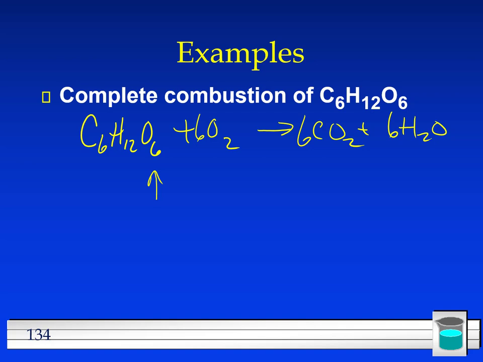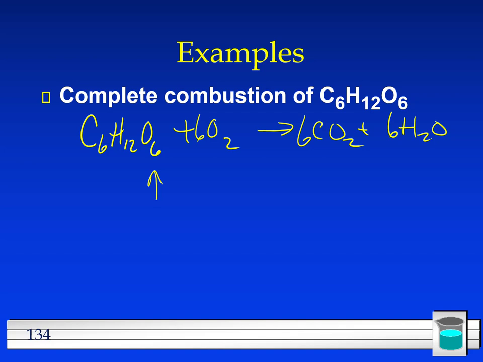So don't forget that one when you're balancing. That's the other place people make mistakes. They see it there at the beginning and they want to not forget to write plus O2. The other one is they forget about that O when they go to balance because oxygen shows up in everything there. So I really want to leave it till the end.